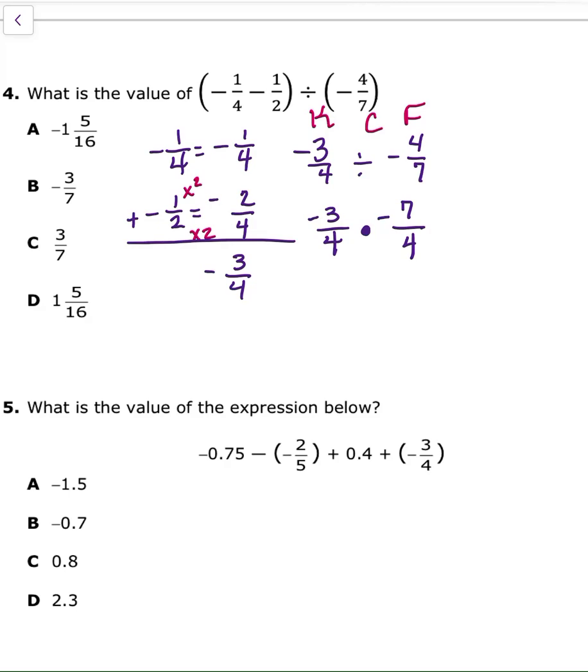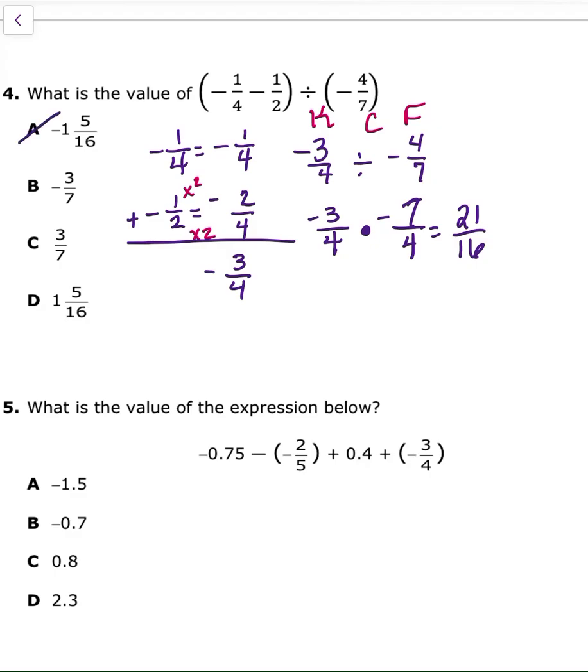So we look to see, can we simplify? We look at our diagonals, our numerators and our denominators. We can't simplify 3 and 4. Now we look at 4 and 7, and we can't simplify 4 and 7. So we're just going to multiply straight across. 3 times 7 is 21, and 4 times 4 is 16. And a negative times a negative is a positive. So our answer is going to be positive.